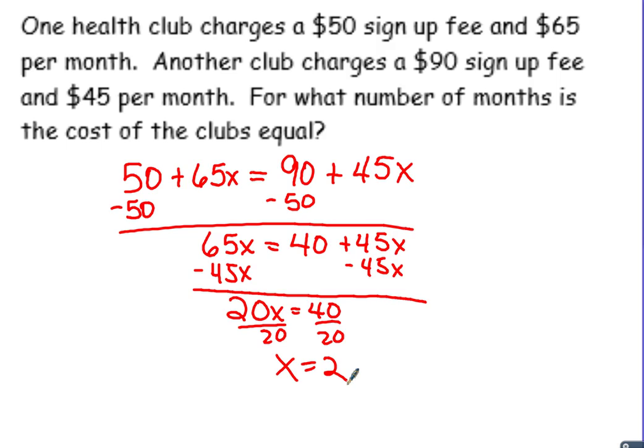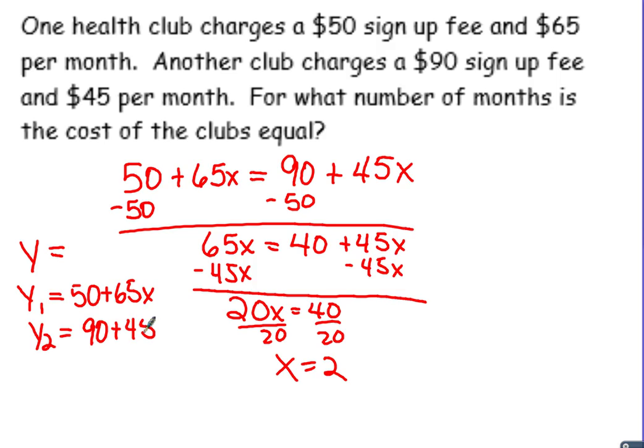Another way to solve this is if you had a calculator, you could always go to your y equals and put your two equations in. y1 equals 50 plus 65x, and y2 equals 90 plus 45x, and then second graph to look at the table. And you should see that they are equal at x equals 2.